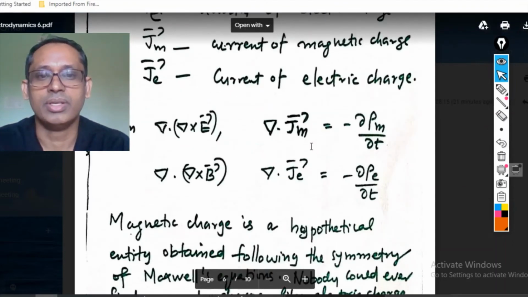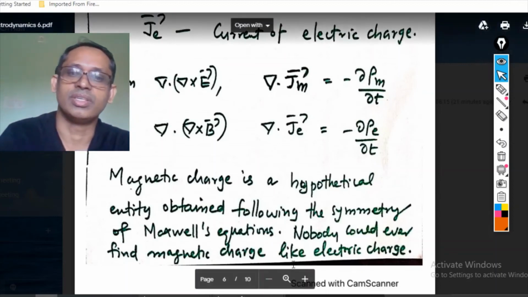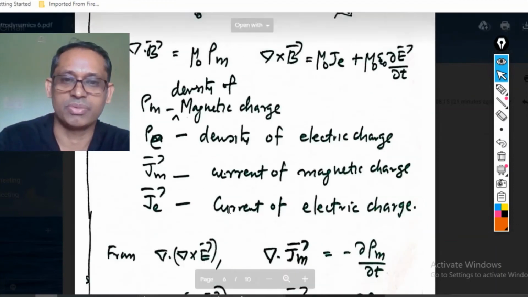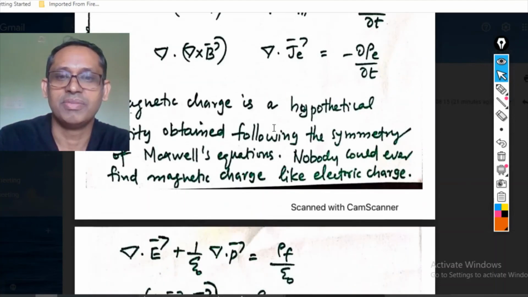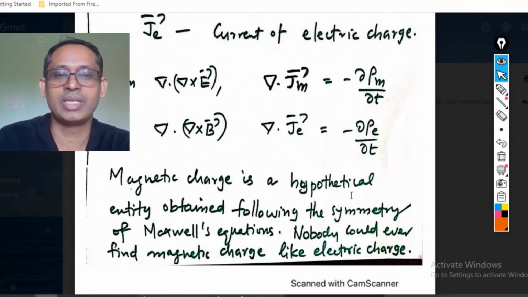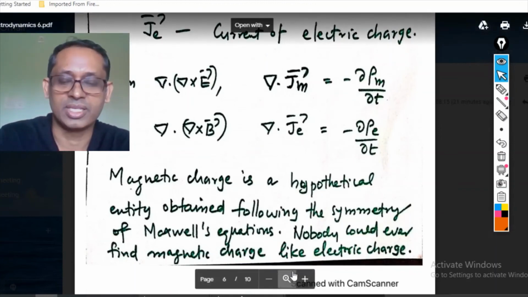The magnetic charge is a hypothetical entity obtained following the symmetry of Maxwell's equations. Following the symmetry of the Maxwell's equations, we try to predict the presence of magnetic charge, but experimentally nobody could ever find magnetic charge like electric charge.